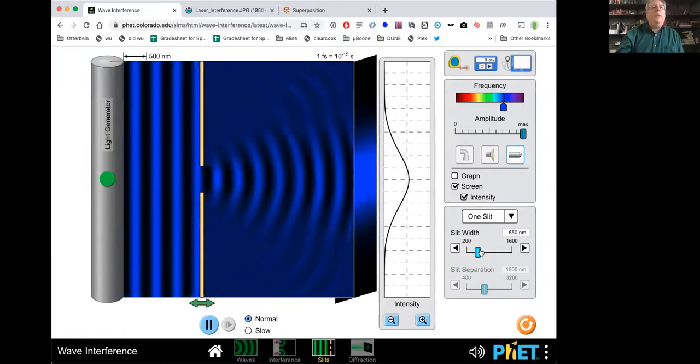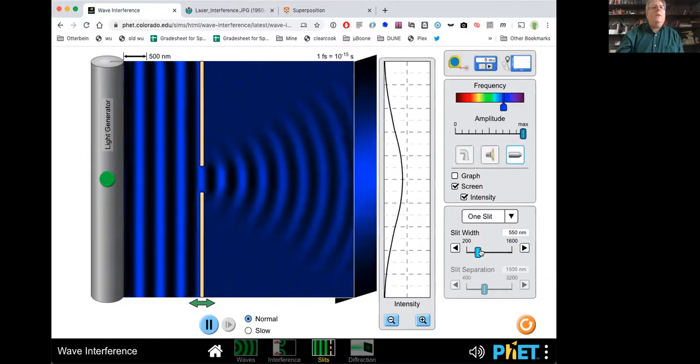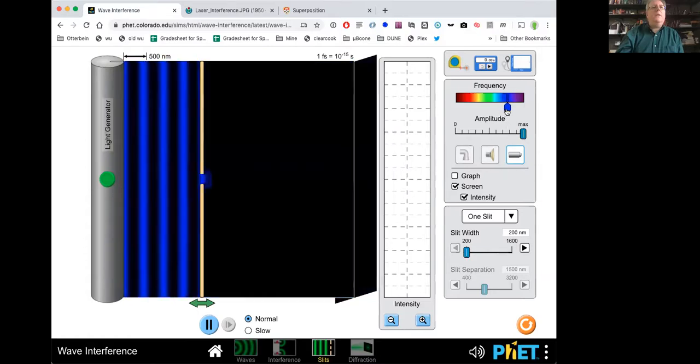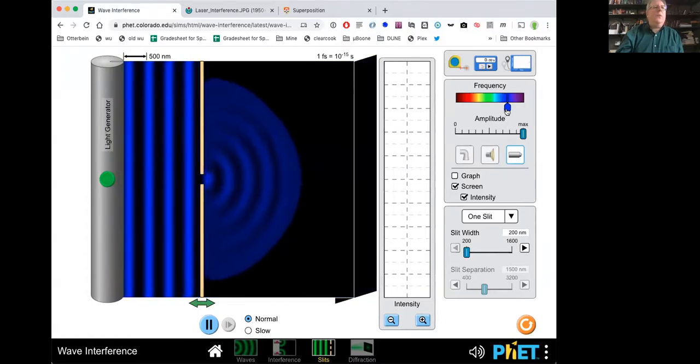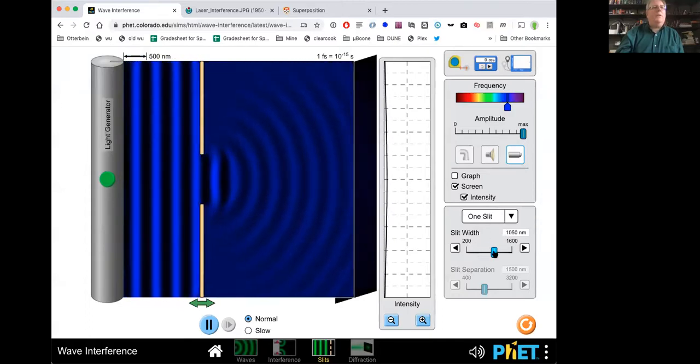So now we can see, what's going to happen here? It's finding its equilibrium. I need to do it one more time. There's some little wings that you'll start seeing. Actually, that slit width's too narrow. Let's try that.